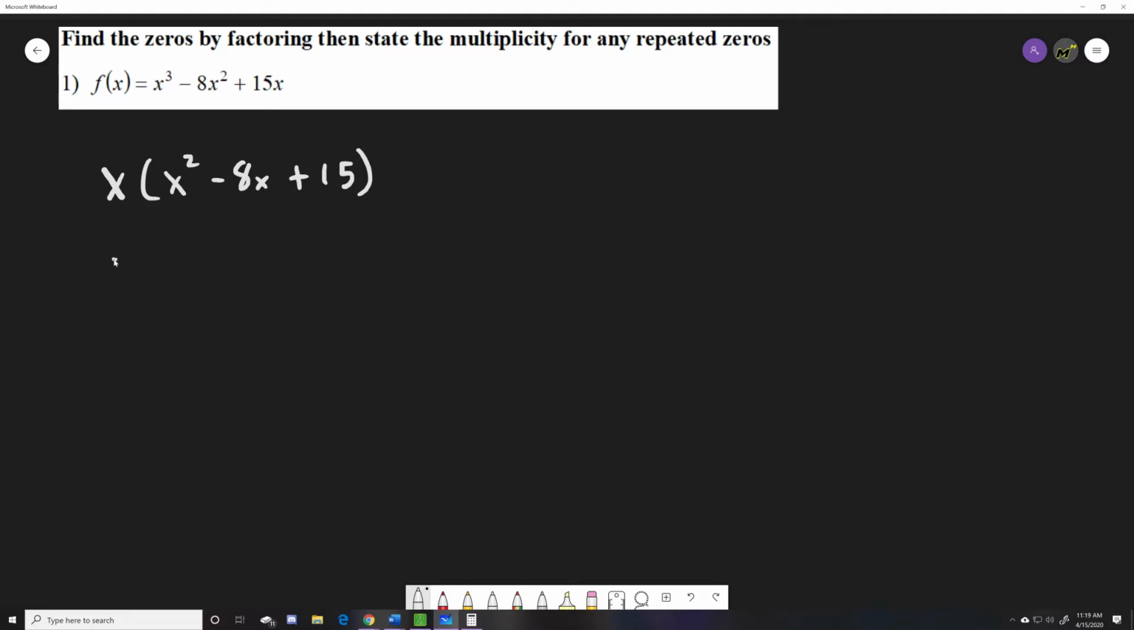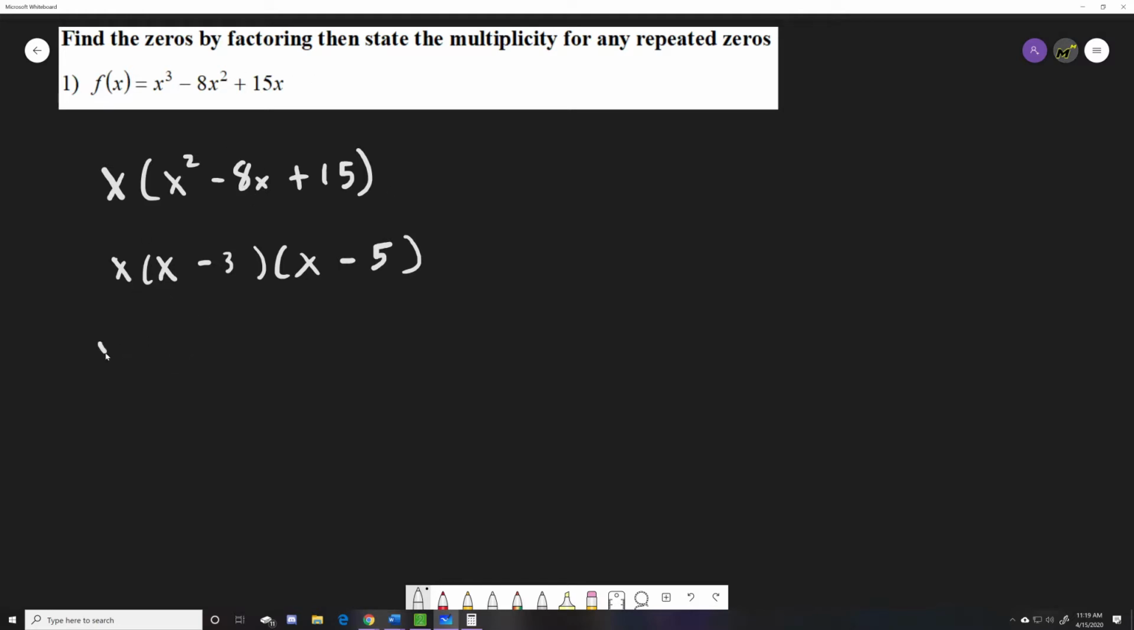And so x would stay in the front. We'd have two sets of parentheses if we were to factor this. And let's see, x times x would be our x squared. And for 15, I'm thinking 3 and 5, because a negative 3 and a negative 5 would multiply to be a positive 15, and they would add up to be negative 8. So, that is basically it.